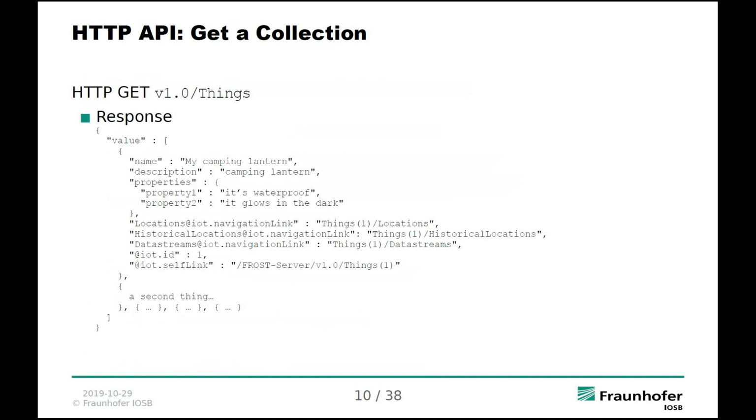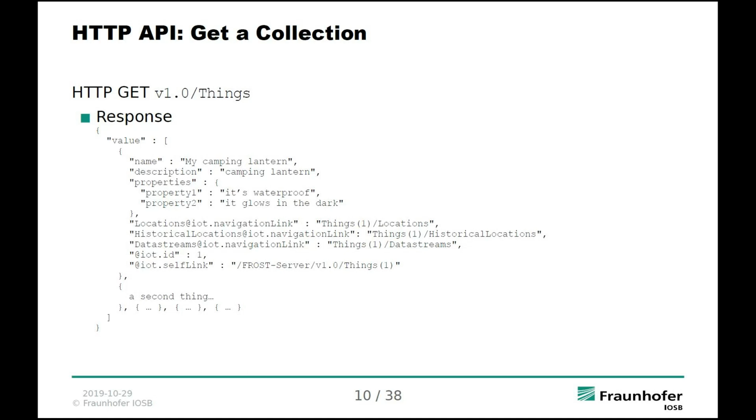I will show some examples and the actual result you get when doing these commands. So if I do HTTP get on /things, I want to get all the things. I get back a JSON object with a property called value, and in that there's an array, and this array is just a representation of things. So we have the name, the description, we have some properties. What is probably not so straightforward is this part here below.